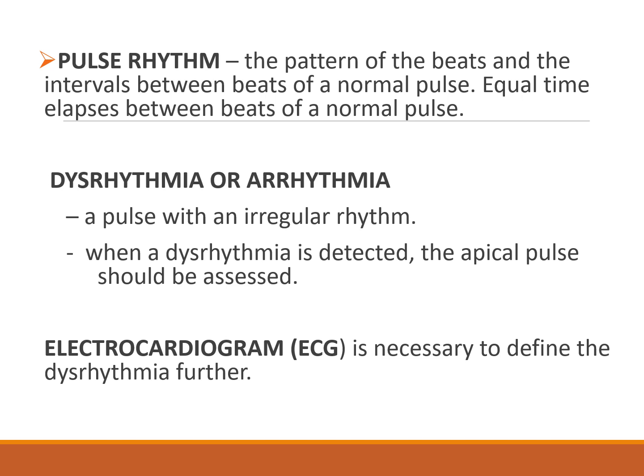Children often have sinus dysrhythmia, which is an irregular heartbeat that speeds up with inspiration and slows with expiration. This is a normal finding that you can verify by having the child hold his or her breath. The heart rate usually becomes regular.